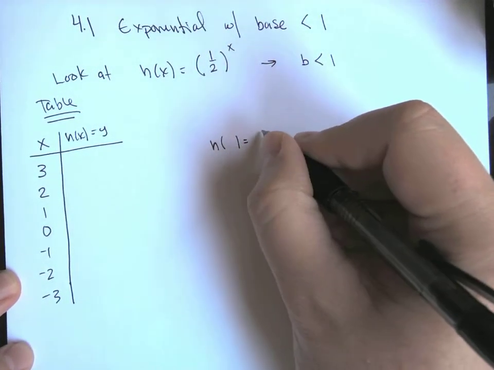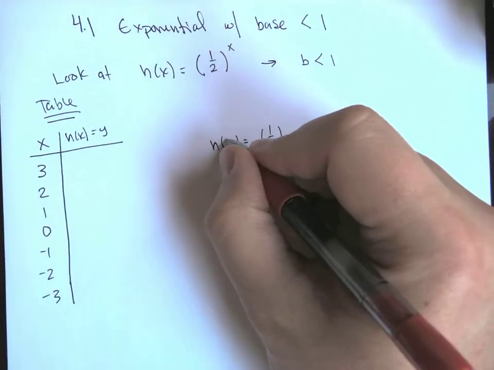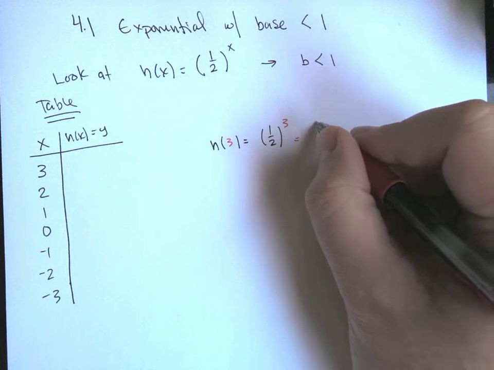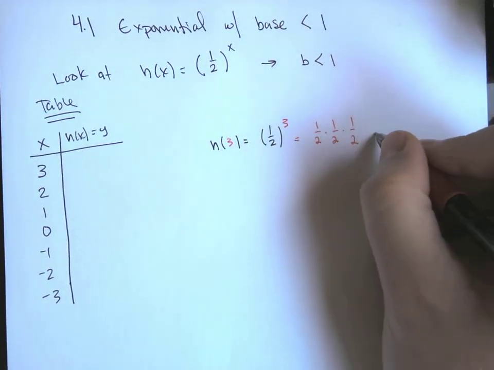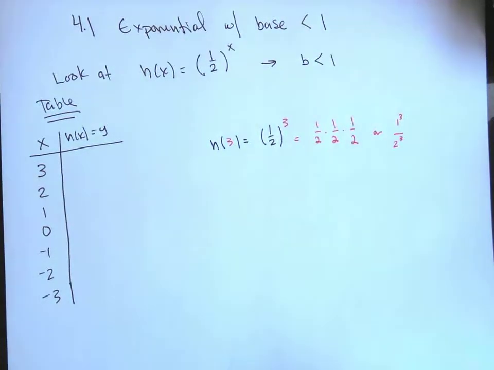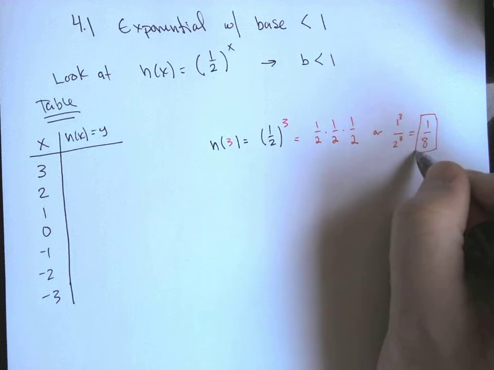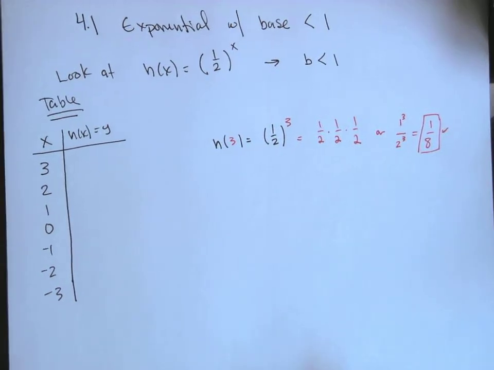So h of positive 3, so this is going to be 1/2 raised to the 3. So x is 3, so we're going to cube this. What that means is a couple different things. You can either write it as, the most obvious thing, 1/2 times 1/2 times 1/2, or you can write it as 1 cubed over 2 cubed. Either of these things work, and they both get us to the same value, which is going to be 1 over 8.